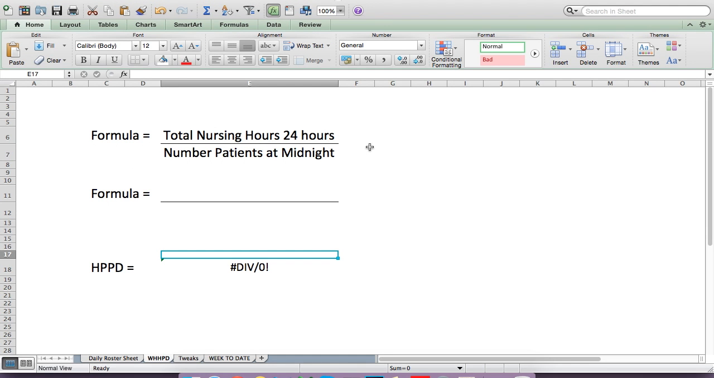Now concentrate on this part of the screen for now. To calculate your work hours per patient day, you need the total number of nursing hours divided by the number of patients at midnight. Now that's a bit of a clincher, because if you have got a load of patients and they all go home at 11 o'clock at night, then you don't get to count those patients. It's only the census at midnight.